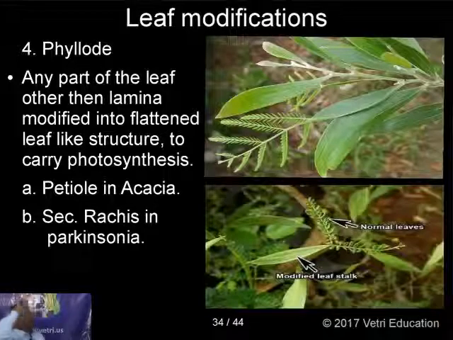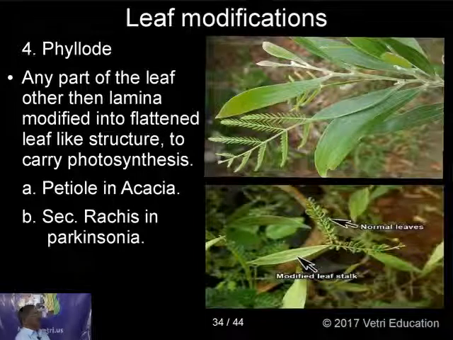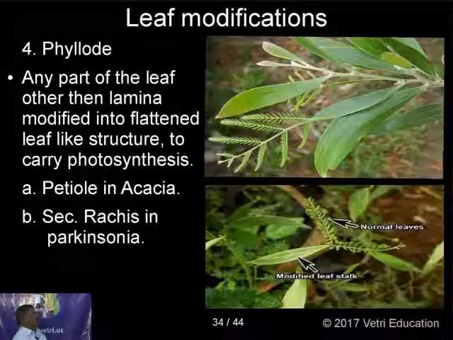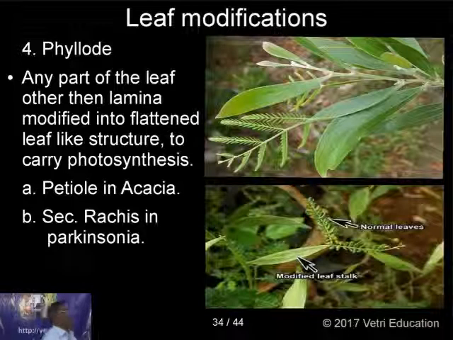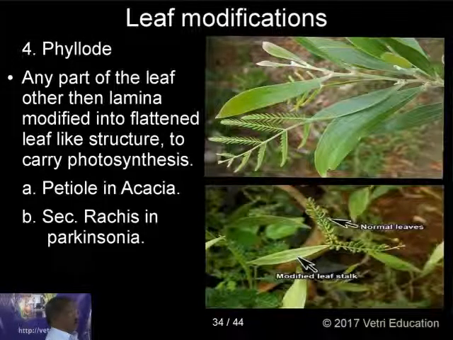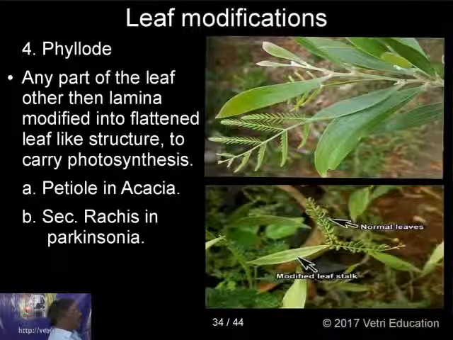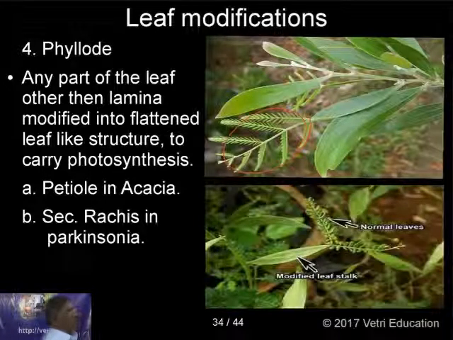The next one, phyllodes. Any part of the leaf other than the lamina modified into a flattened leaf-like structure to carry out photosynthesis. The best example is given here. This is Acacia melanoxylon. In this Acacia melanoxylon, it is a bipinnate compound leaf. Slowly, the petiole is modified into a broad leaf-like structure, and gradually these leaflets are reduced.